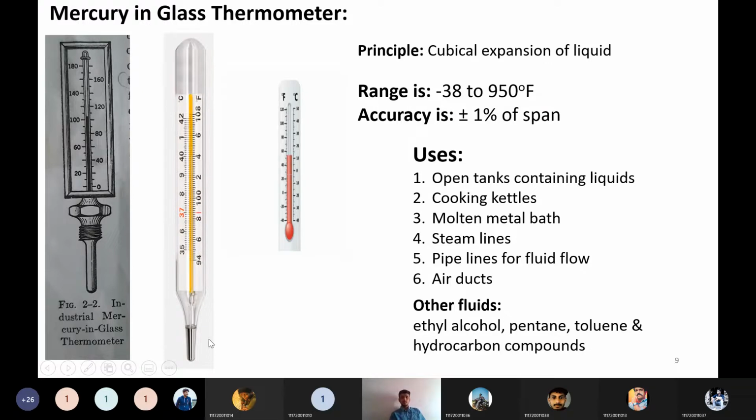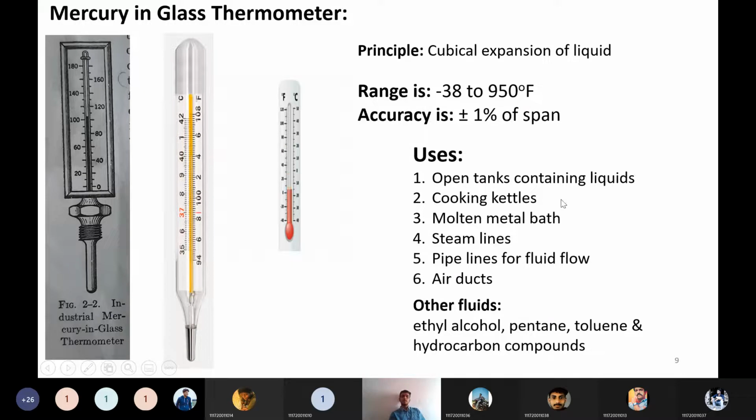Usually there will be a primary element called a bulb, and this bulb will be fitted into a thermal well if required, so it cannot be damaged. The bulb is connected with a free space onto which a calibrated scale is fitted. Whenever there is a heat change in the surroundings, the bulb senses that heat change due to conduction, and transfers heat to the liquid inside. Due to the increase in the temperature of that liquid, it expands; the cubical expansion takes place like this. While it expands, we can read the temperature of the medium using the calibrated scale fitted onto the thermometer.